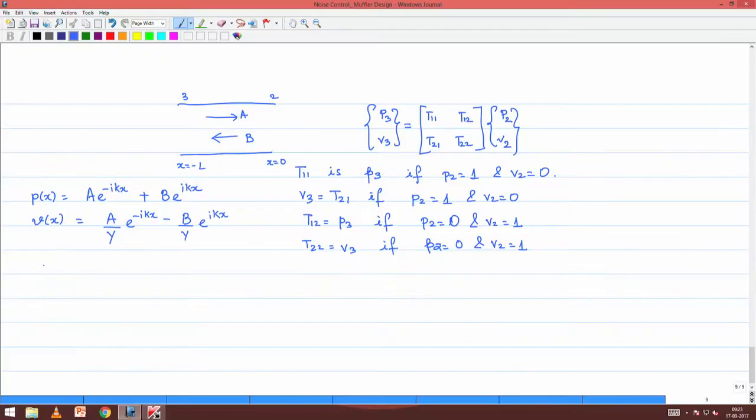The next step is pretty simple. What we want in the first case is that we want P at 0 to be 1. That would give us A plus B to be 1. We want V at 0 to be 0, that would give us A is equal to B, right. So, collecting these two, we can say A equals B equals half is the condition that we have for the amplitudes of these two waves which are travelling within the expansion chamber.